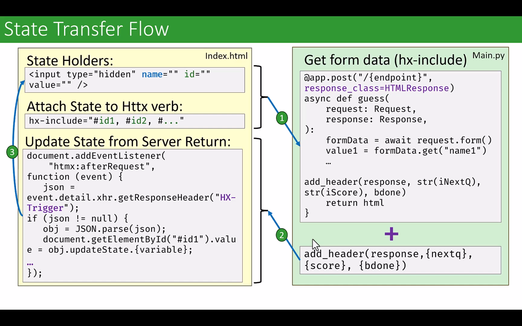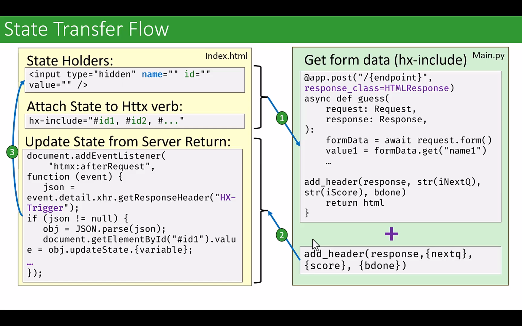When I want to pass state back at the end of my call to, slash whatever, I call add header, and add header is a little function that just puts the state back in a header called HX-Trigger. And it properly encodes the state that I want to transfer back. In this case, I had 3 variables coming in. I want 3 variables coming out. And then on my page, there is a listener.